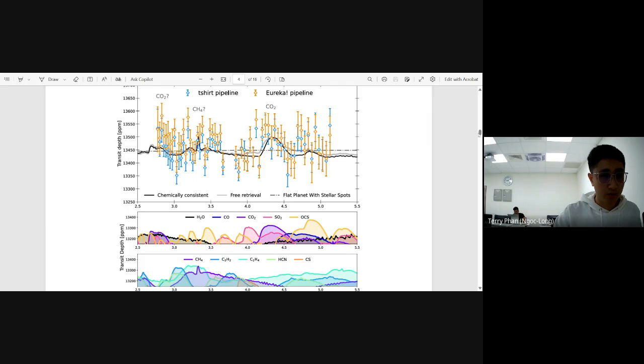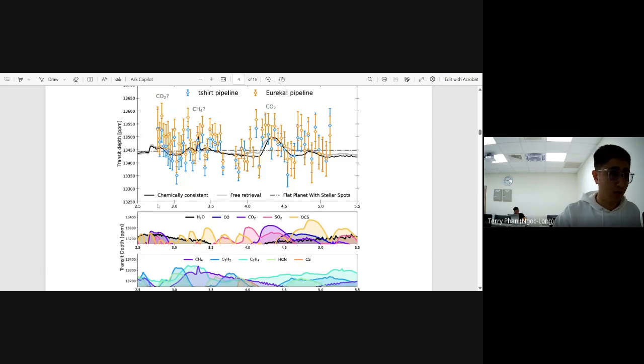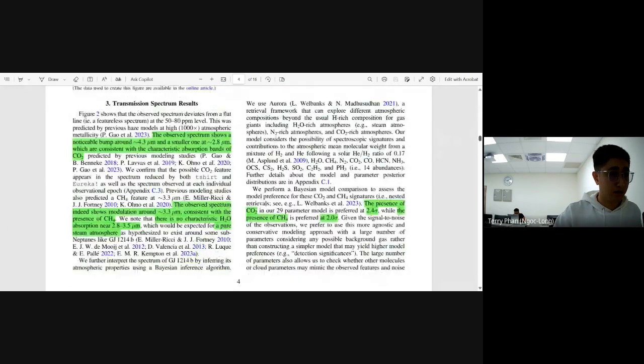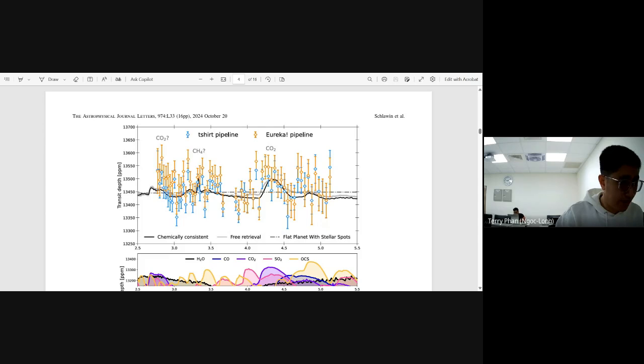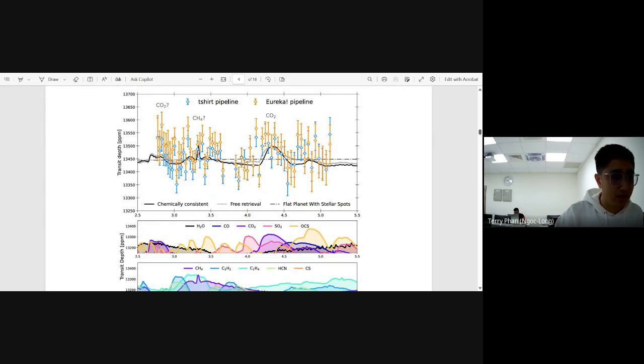For sub-Neptunes, usually they find a peak of water around 2.5 to 3.5 micron. But in this work, they cannot find the peak of water, so they rule out the scenario of a pure steam atmosphere. For the peak at 2.8 micron, they said it may be affected by the systematics of the JWST bandpass they use in this study. They are not sure if this peak is real or not, also because of the low signal-to-noise ratio.